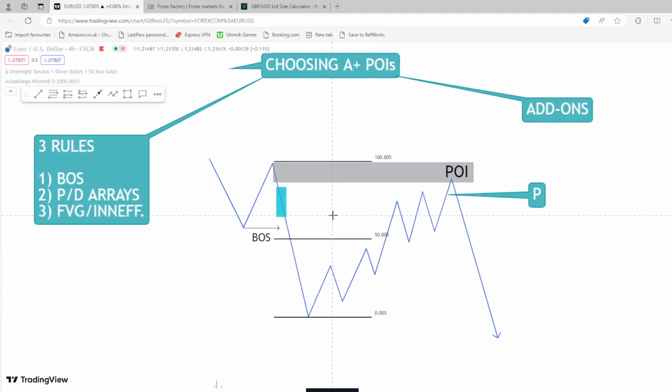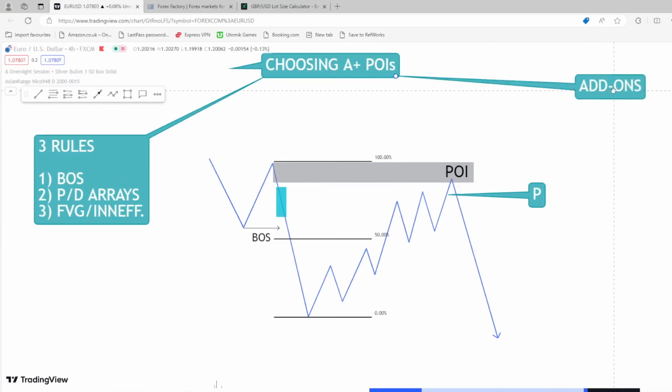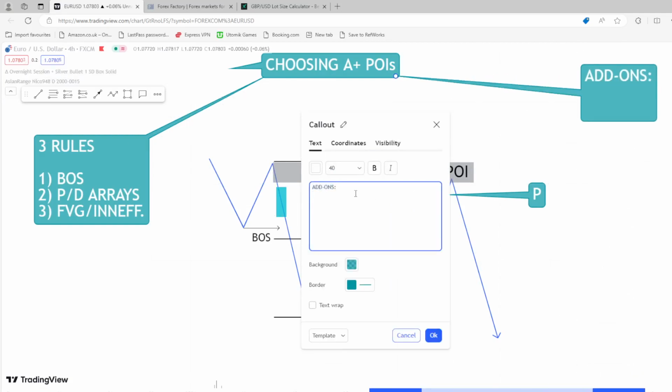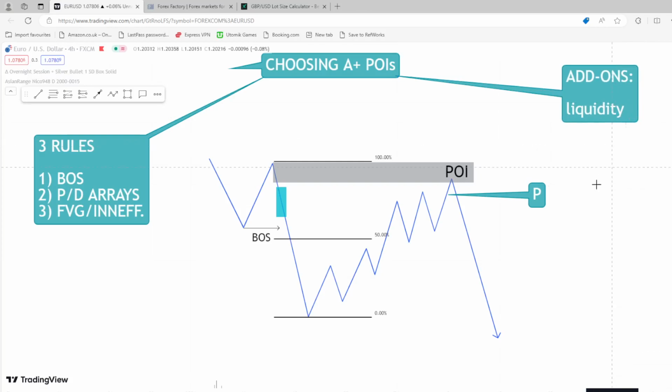So with these three rules being met, what are the confluences? What are those add-ons that we're looking for in price that also make our POI more high probability? A lot of it comes down to liquidity. What do I mean by liquidity? Liquidity often comes in the form of inducements.